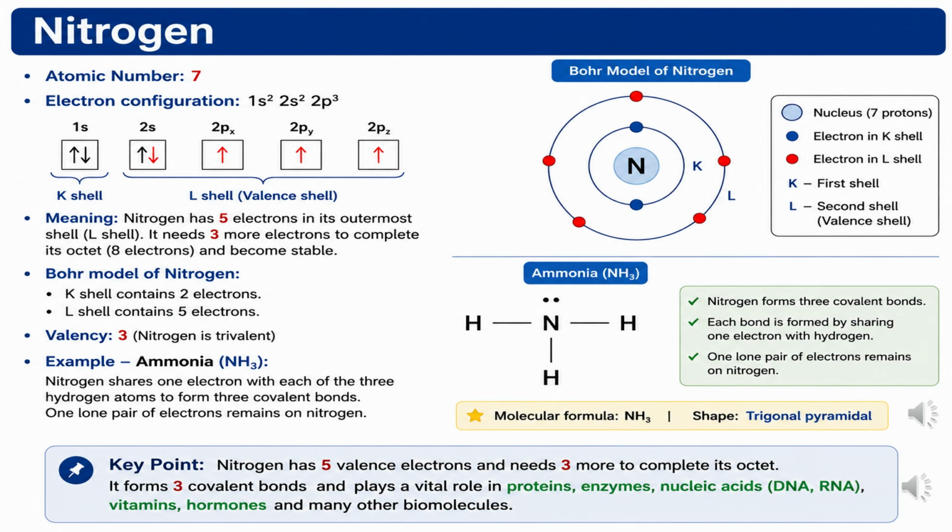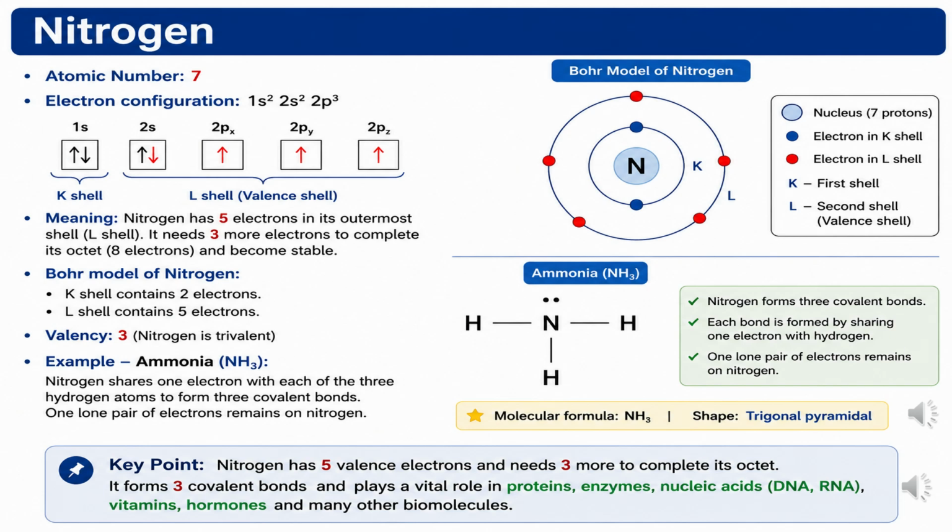The example shown at the bottom is ammonia, NH3, where nitrogen forms 3 single covalent bonds with 3 hydrogen atoms by sharing 1 electron with each hydrogen atom. 1 lone pair of electrons remains on the nitrogen atom.